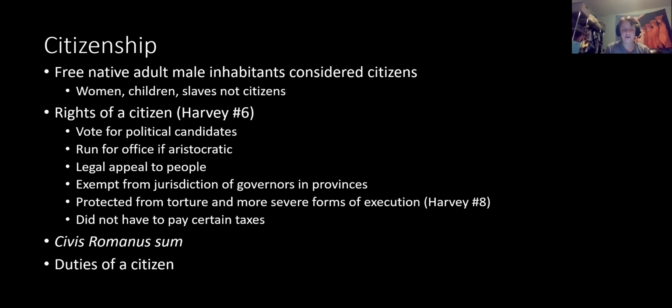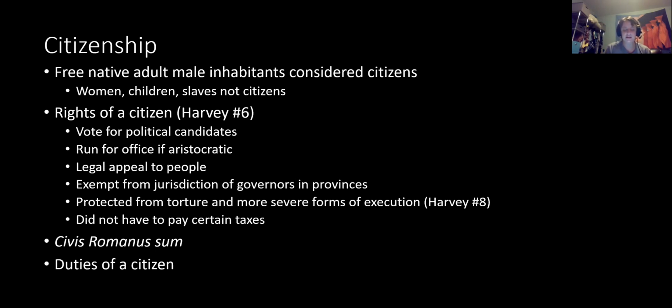Only citizens could vote, run for office if aristocratic, plead their case in court, and did not have to pay certain taxes. In addition, because they were citizens of Rome, they were exempt from the jurisdiction of governors in the provinces. And as Harvey selection number 8 shows us, citizens were protected from torture, and if they had to be executed, less severe forms were used.